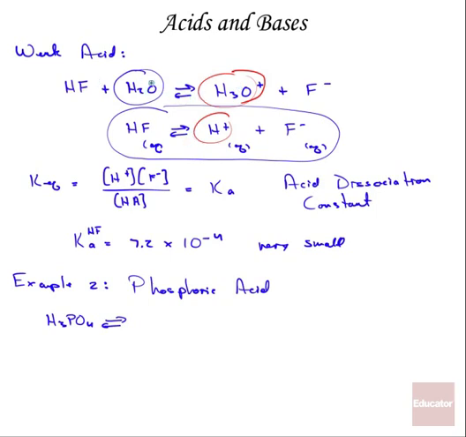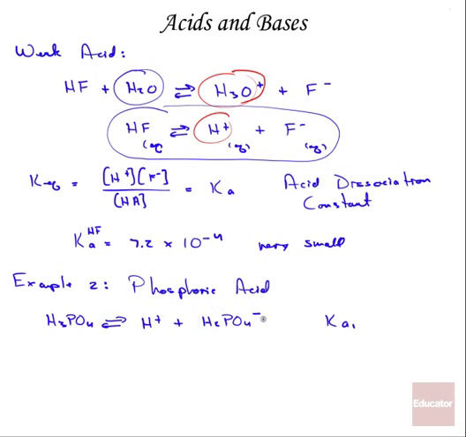Here, we write this version of the equation simply to explicitly show that water is acting as the base in this acid-base reaction. So H3PO4 dissociates into H plus H2PO4 minus. It has a Ka1, a first dissociation constant.